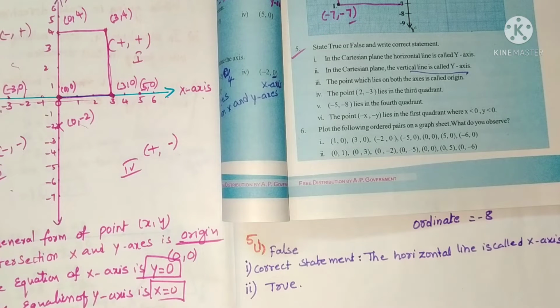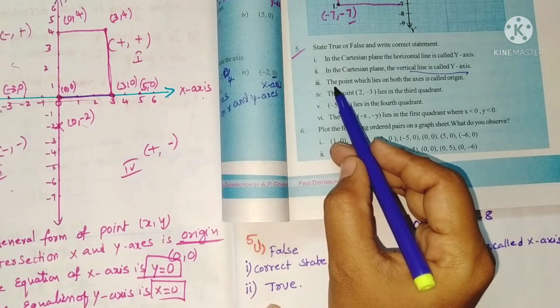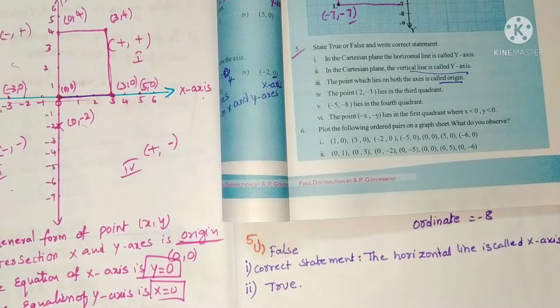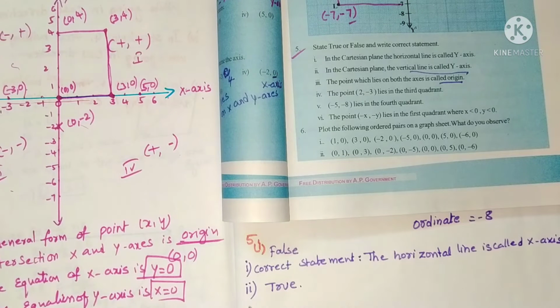If it is wrong, we have to correct it. If it is true, no need of writing again. Next, third one, the point which lies on both the axes is called the origin. Yes, the origin lies on the x-axis and on the y-axis. Third one is also true.